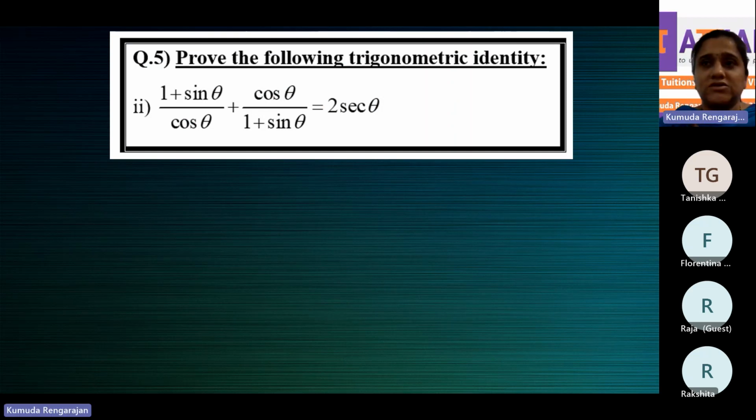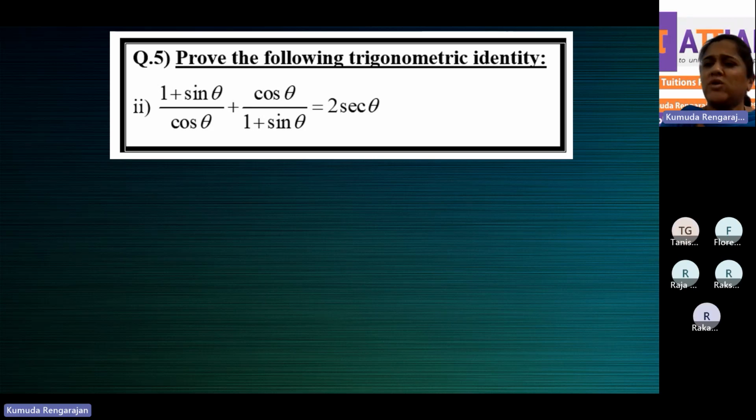So continuing with trigonometry and proving trigonometric identities, this is the next one. Write on this. Continue with the serial number from where you left off, or you can start from 1 again. The heading is: prove the following trigonometric identities.